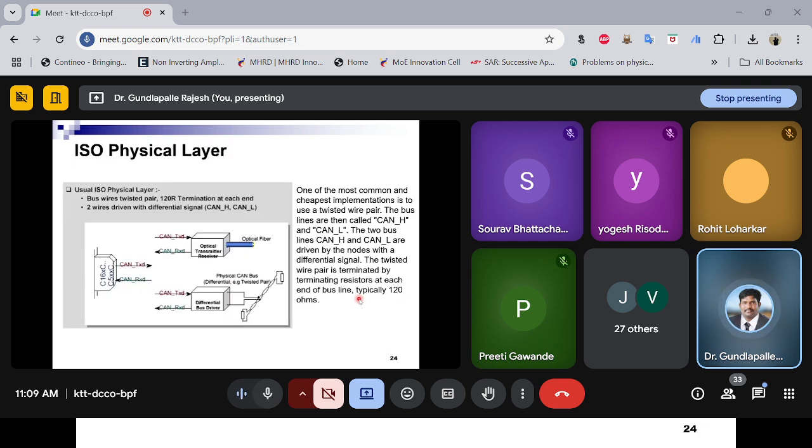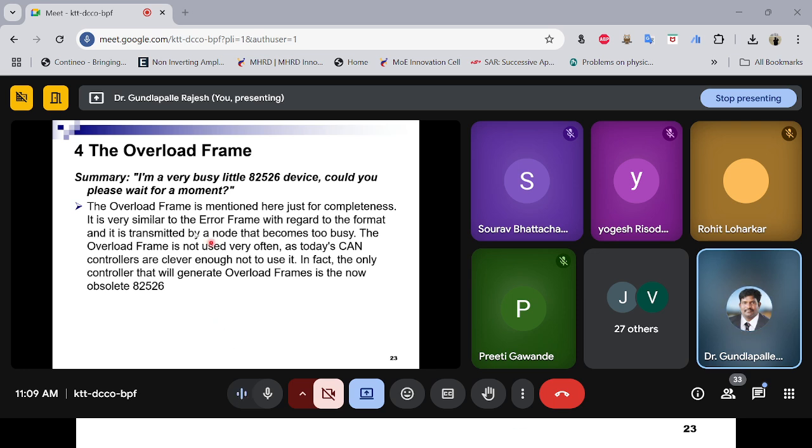Then we have an overload frame. This overload frame is just for completeness, to indicate whether the data has been transmitted successfully or not. If you have an error, then only we will send the error frame. In the same fashion, when the data is received successfully, then this overload frame will come and say that the data transmission has been completed fully.